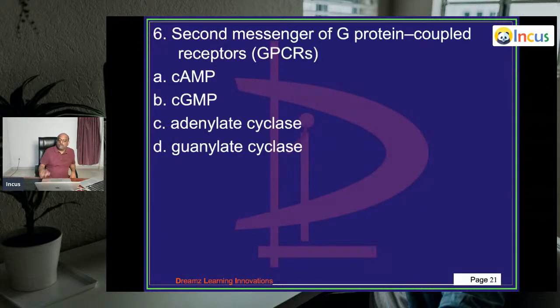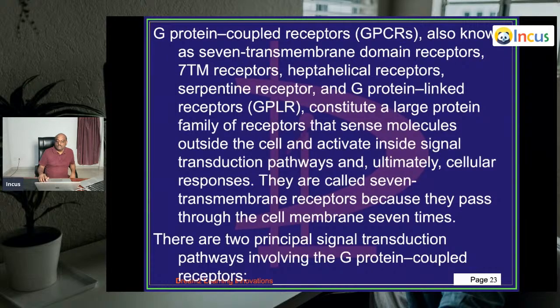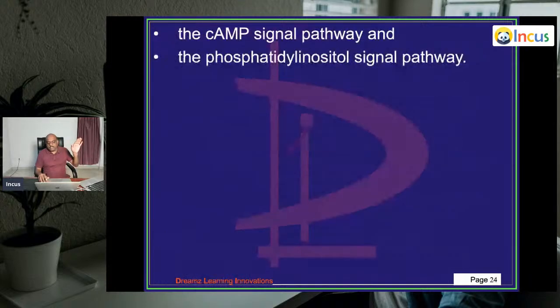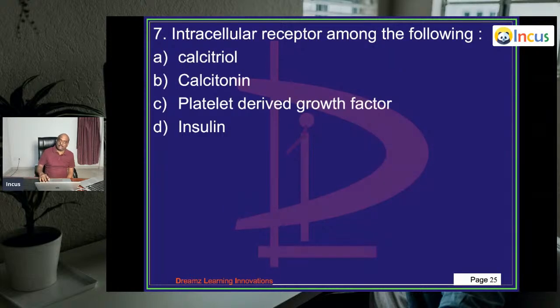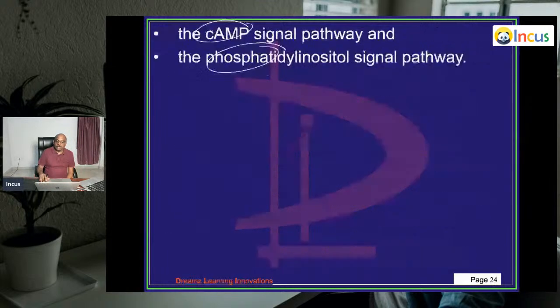Now, what is the second messenger of the G protein coupled receptors? Cyclic AMP. So all the secondary messengers you have to know, doctor. So there are 2 pathways. One is the cyclic AMP pathway, the other is the phosphatidyl inositol pathway.